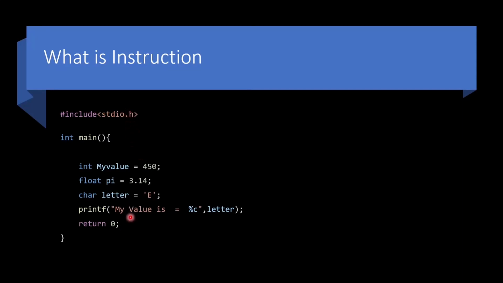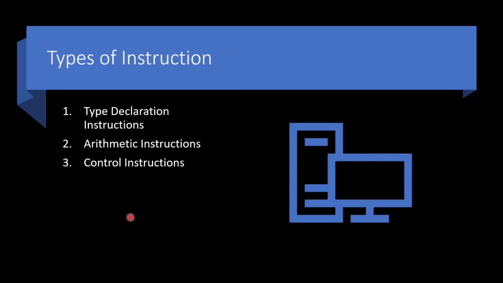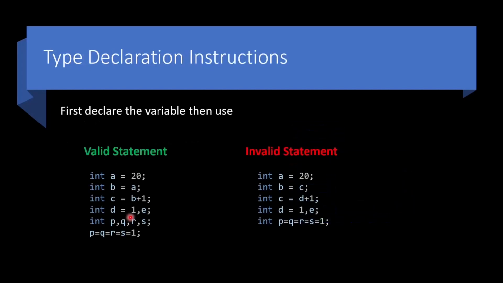Okay, now after this we have three types of instruction. First is type declaration instruction, second is arithmetic instruction, and third is control instruction. Now first of all, let's discuss type declaration instruction. Here you can see we have valid statements and invalid statements.